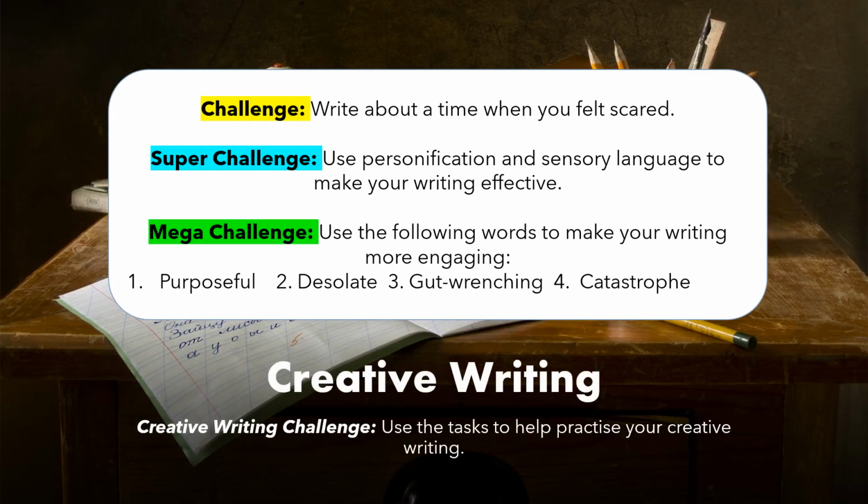If you'd like to build on your own response, if you'd like to challenge yourself, then please have a go at this writing challenge. So first of all, write about a time when you felt scared. We have a super challenge next. It says use personification and sensory language to make your writing effective. And the mega challenge, use the following words to make your writing more engaging. The words we want to focus on for this task are purposeful, desolate, gut-wrenching, and catastrophe.